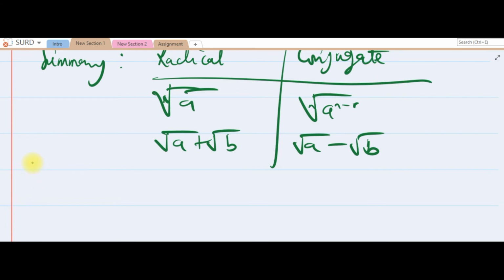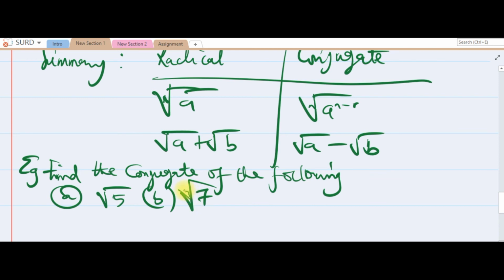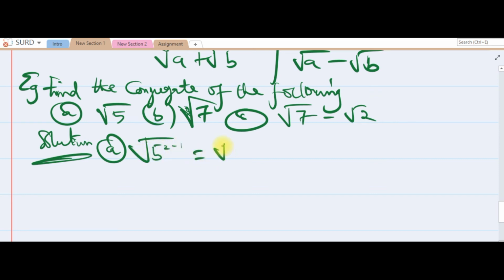So example, if you are asked to find the conjugate of the following. The first one is root 5. The second one is cube root of 3. While the third one is 7 minus root 2. We are asked to find the conjugate without wasting time. The first one, the conjugate is, as you can see from the formula, n is 2. So 2 minus 1. So the conjugate is root 5.